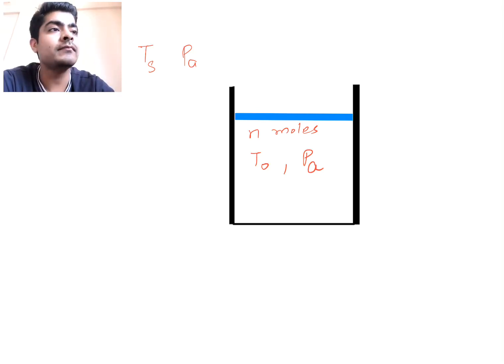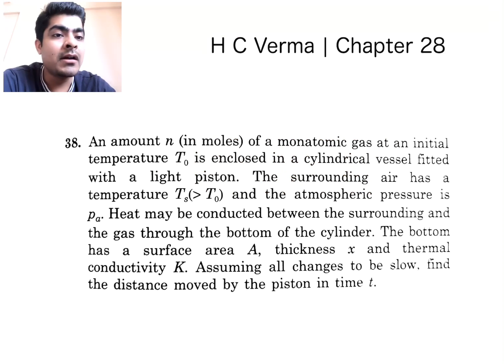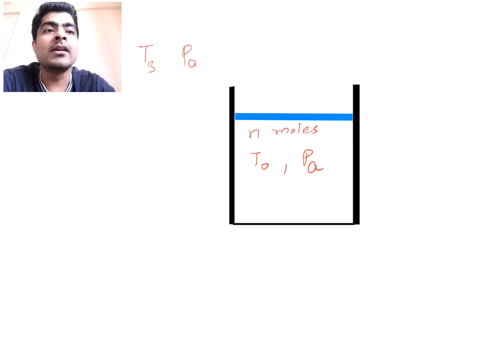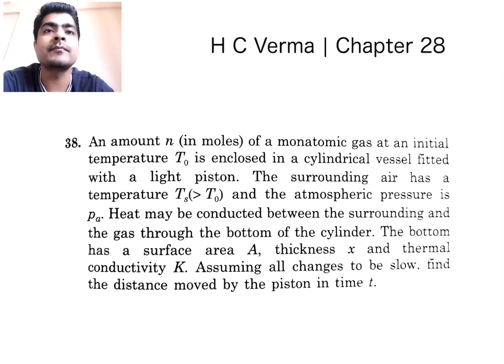Okay. Coming back to question. Heat may be conducted between the surrounding and the gas through the bottom of the cylinder. So heat can go through the bottom only, neither through the side walls nor through the piston. The bottom has a surface area A, thickness x and thermal conductivity K. Assuming all changes to be slow, find the distance moved by the piston in time t.